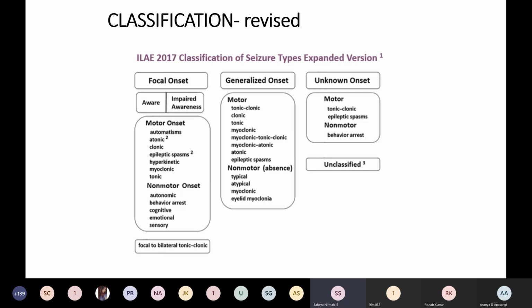The motor components can be automatisms, atonic, clonic, epileptic spasms, hyperkinetic, myoclonic and tonic. Non-motor can be autonomic, cognitive, emotional and sensory. Coming again to generalized, motor can be tonic, clonic, myoclonic, or combinations such as tonic-clonic and myoclonic-tonic-clonic. So there can be a mixture of all these types of seizures. Basically you should know these four subtypes: focal onset, generalized onset, unknown onset and unclassified. And in focal, whether it is aware or impaired awareness, and sometimes they can go to focal to bilateral tonic-clonic.